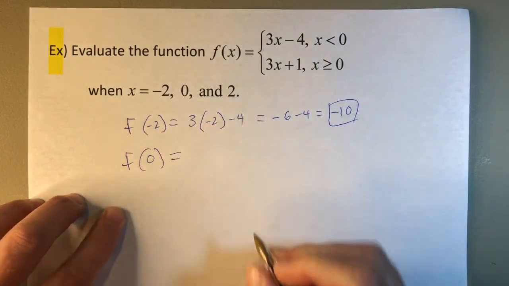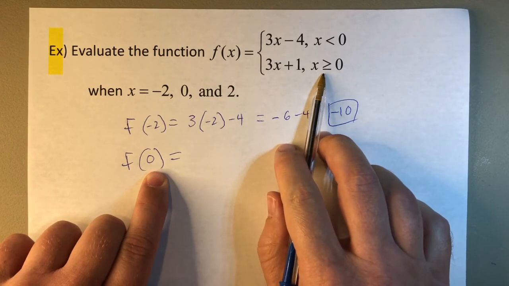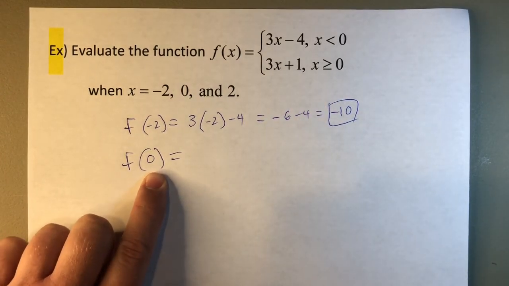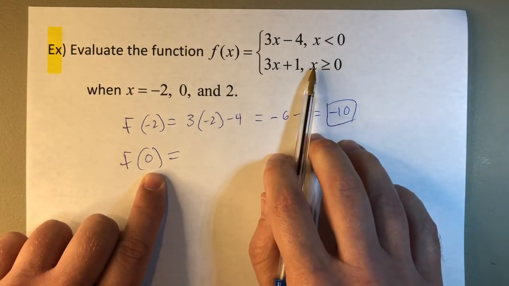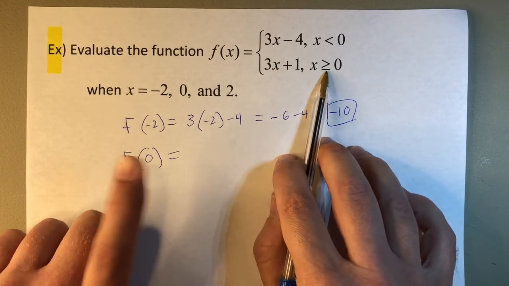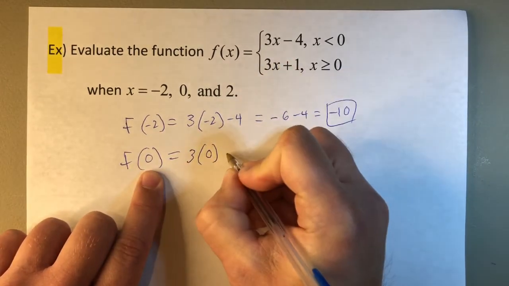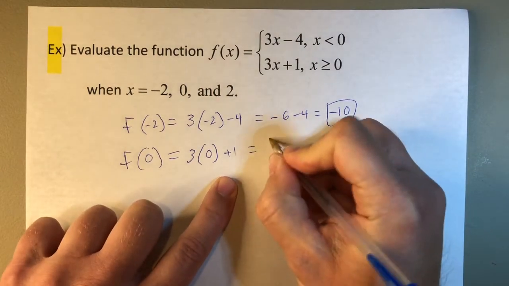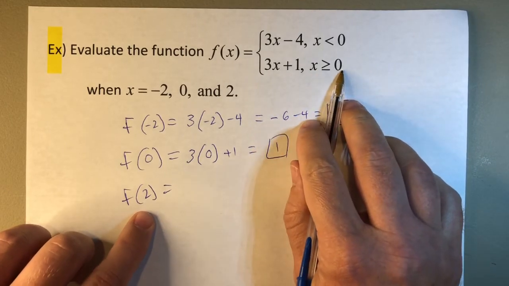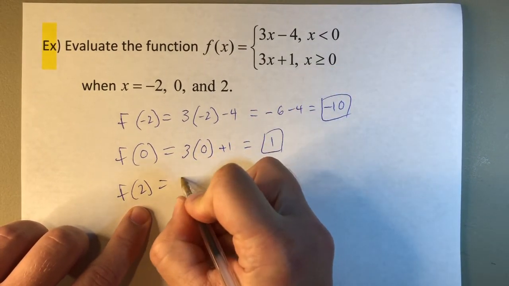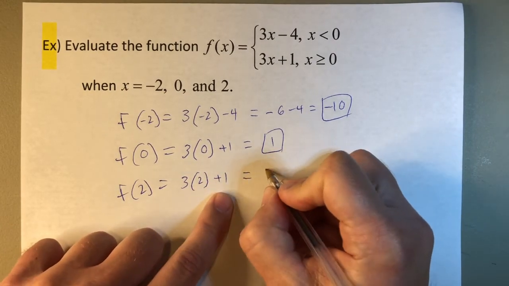All right, so f of 0. F of 0, which one do we use? Well, we got to use this one, because this is in existence when... Excuse me. All right. Let's continue. This only exists when x is greater than or equal to 0. So we're using the second piece, 3 times substitute in the 0, plus 1, and you just get 1. That's it. And then f of 2, well, is 2 greater than 0? It sure is. So we're going to use the second piece again. So 3 times 2 plus 1, 6 plus 1 is 7.